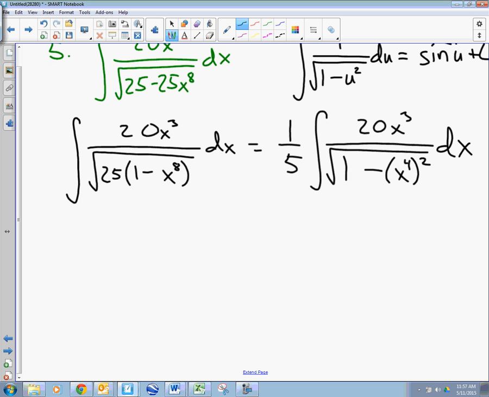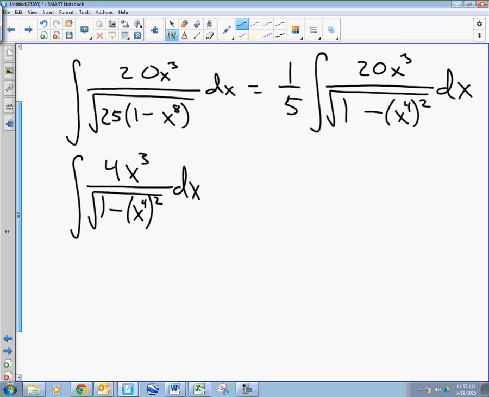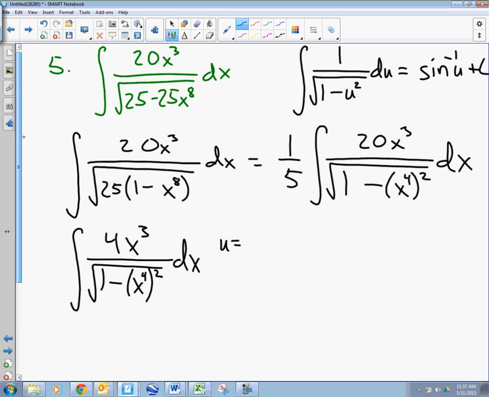Now, 20 times 1/5 gives me 4x to the 3rd over the root of 1 minus x to the 4th squared dx. 1/5 times 20 gave me 4. What is u? Just look at right here, folks. U is whatever sits in that spot. X to the 4th is what u is.